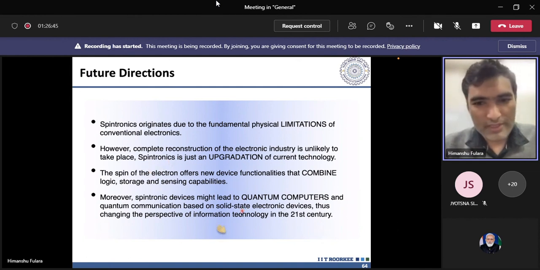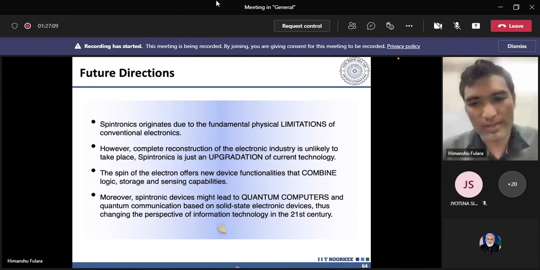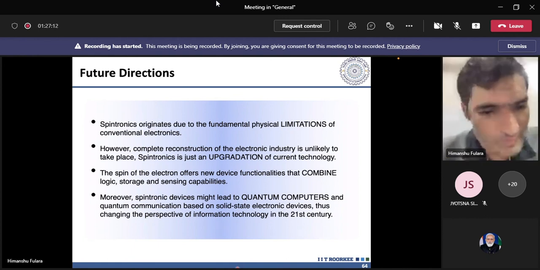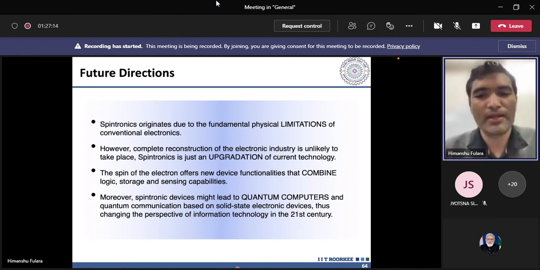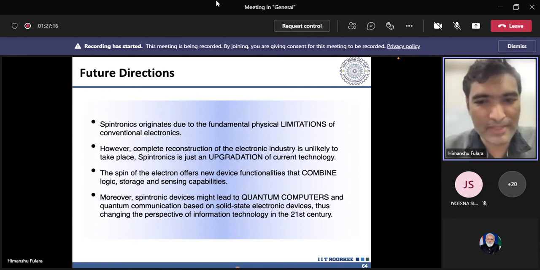The spin of the electron offers new device functionalities that combine many things together, like logic, storage, and sensing capabilities. So you can read the information, write the information, and have sensing based on spintronics. And finally, which looks quite promising, spintronic devices might lead to quantum computers and quantum communication based on solid state electronic devices. Therefore we hope that they can revolutionize the 21st century.